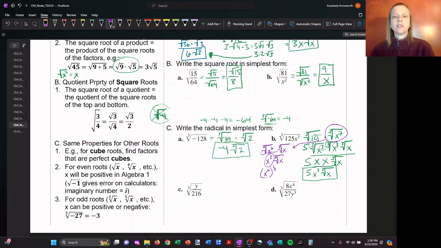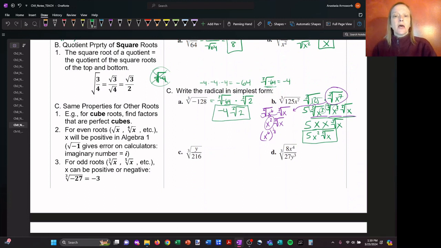But if that does not make sense to you, it's not something you're going to be tested on. Separating the components out, x cubed and x, each under their own cubed root symbol, may be an easier way to go about thinking about this. All right.